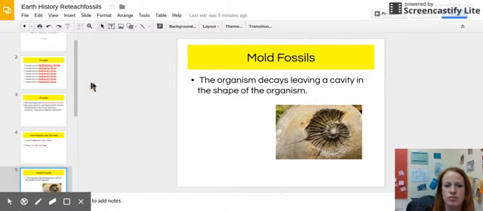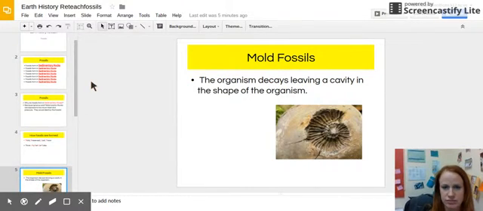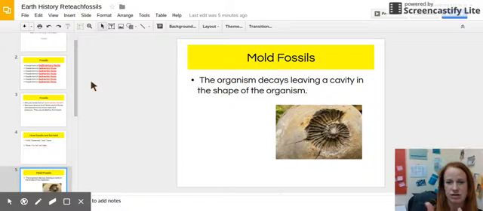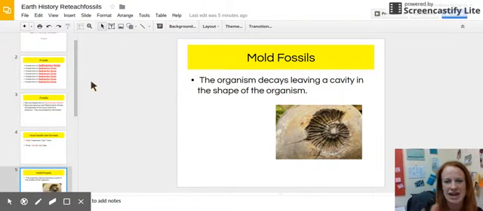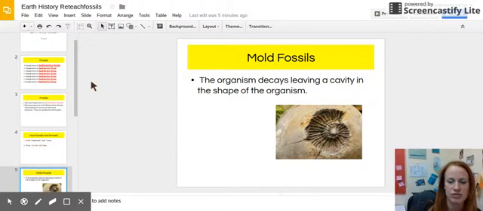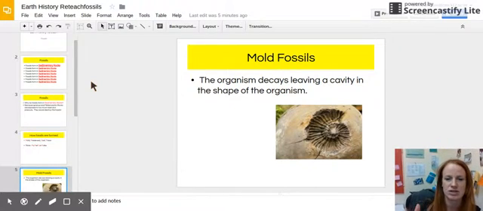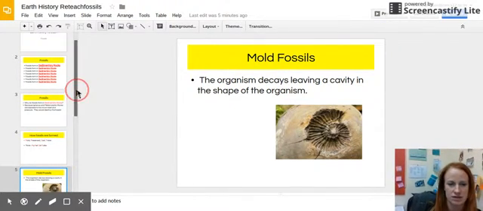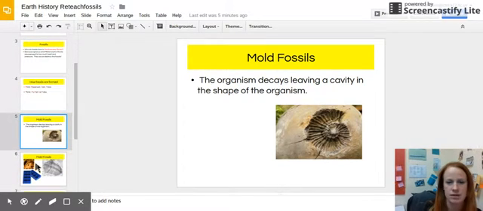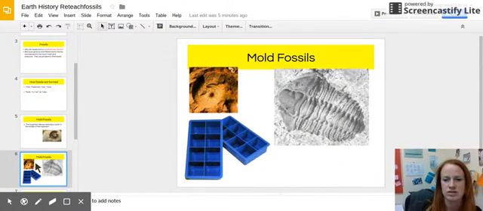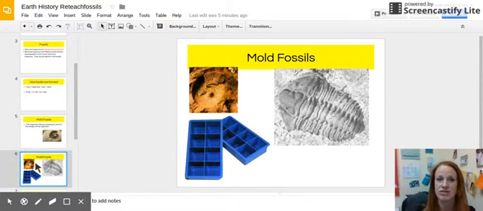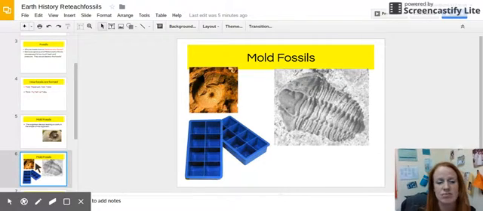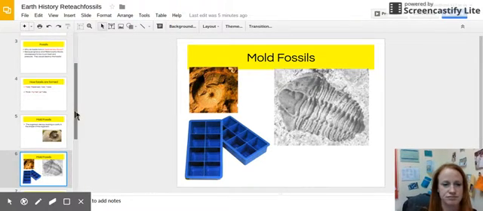Let's go to mold fossils. Mold fossils are, think of a jello mold. It's just the little cavity that is there with the shape of the organism. So if you look at the picture, it's like the imprint of something. So a few more pictures. The one on the right is a trilobite, a picture of another shell of some sort. And then you can also think of an ice cube tray because that is the mold part of it.